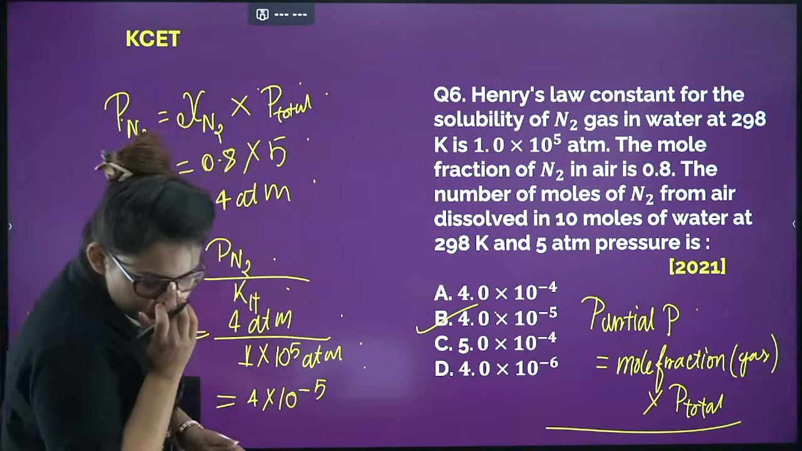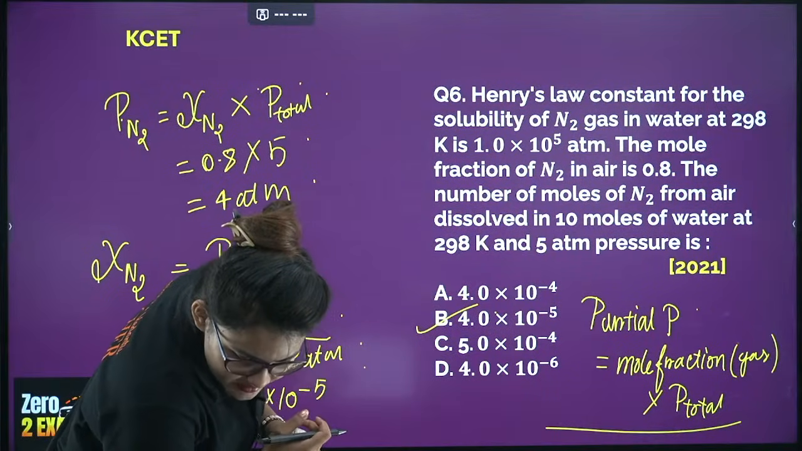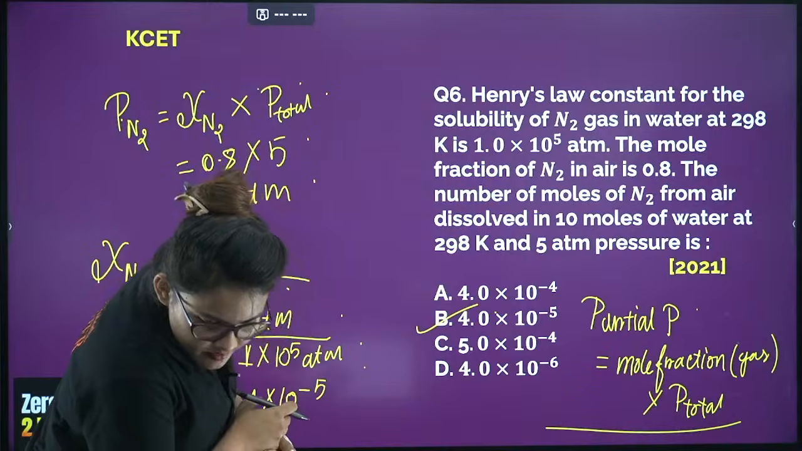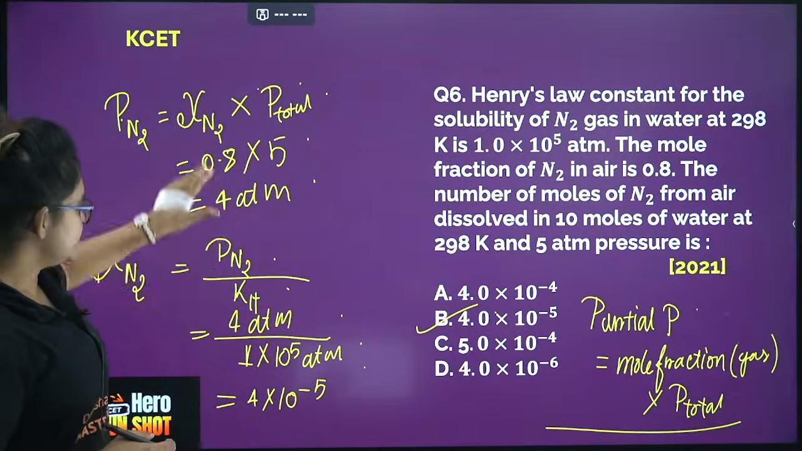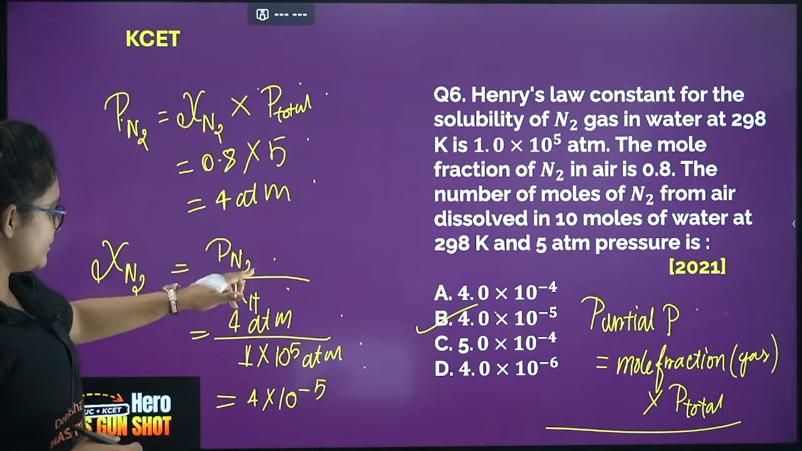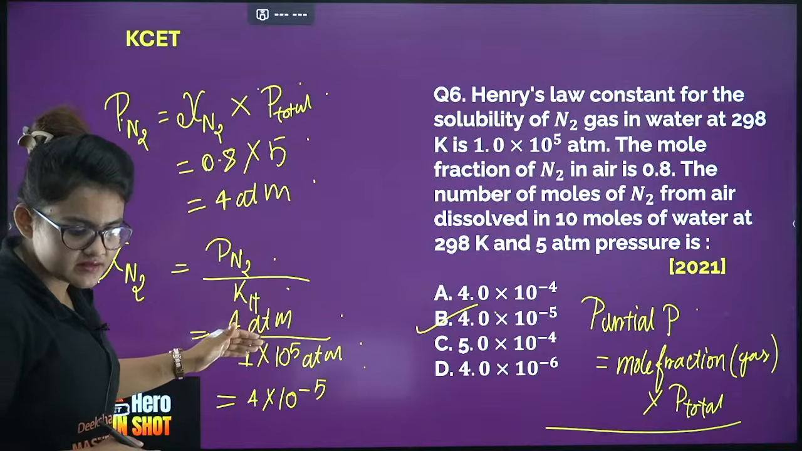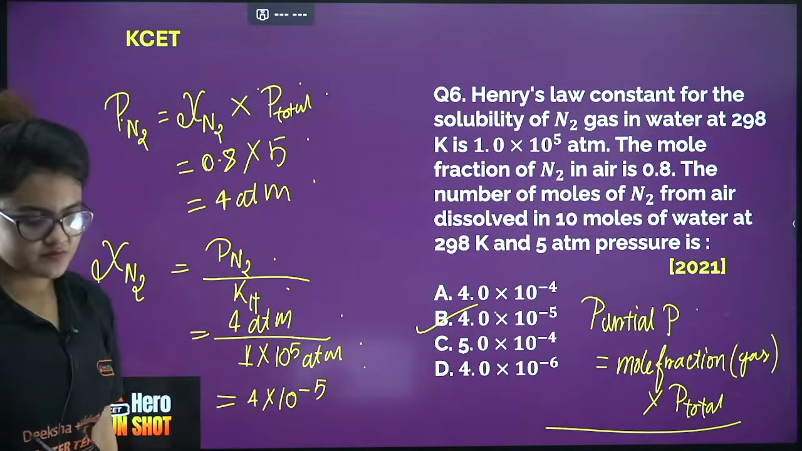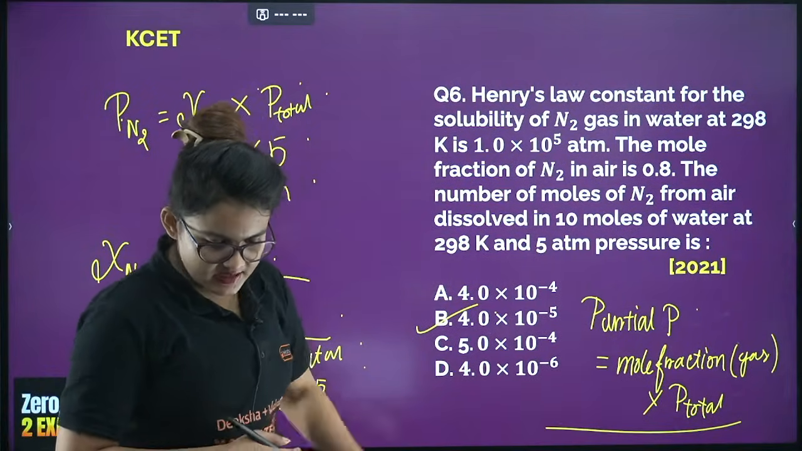Yes, very good. Shakshi, can you please tell me if you understood this? Just let me know. So now from here, if you further calculate the pressure of N2 using Henry's law, then you will get 4 into 10 power minus 5. Okay, so I guess it's clear.